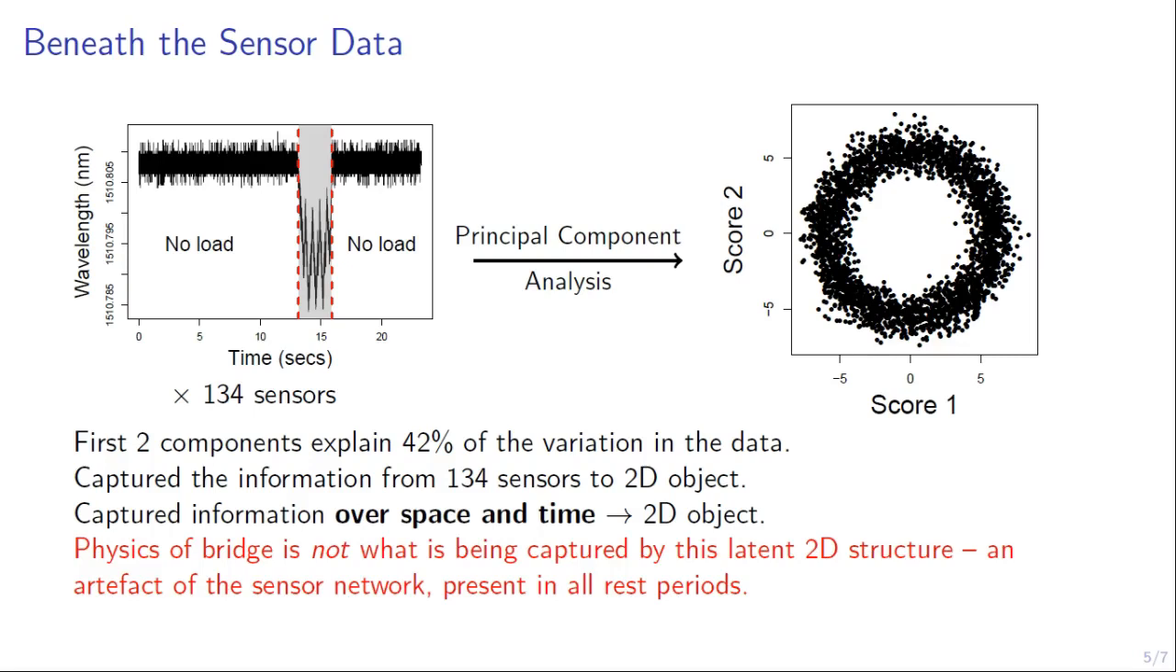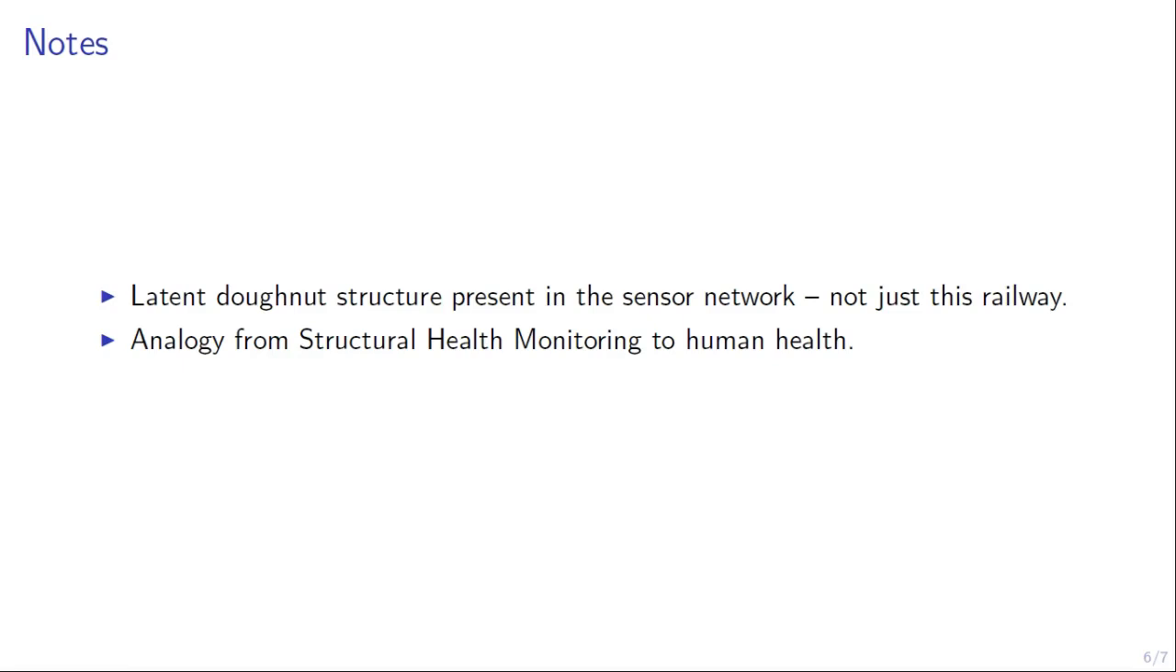So in summary, the physics that governs the response of the bridge to various stimuli is not what's being captured by this 2D structure, this donut. This is an artifact of the sensor network. And this is present in the sensor data when there's nothing on the bridge, right? And more importantly, sorry, this couldn't fit on the previous slide, we've got another bridge which presents some sort of similar 2D structure as well. So it's about the sensor network now we're talking about predominantly, not necessarily the bridge.